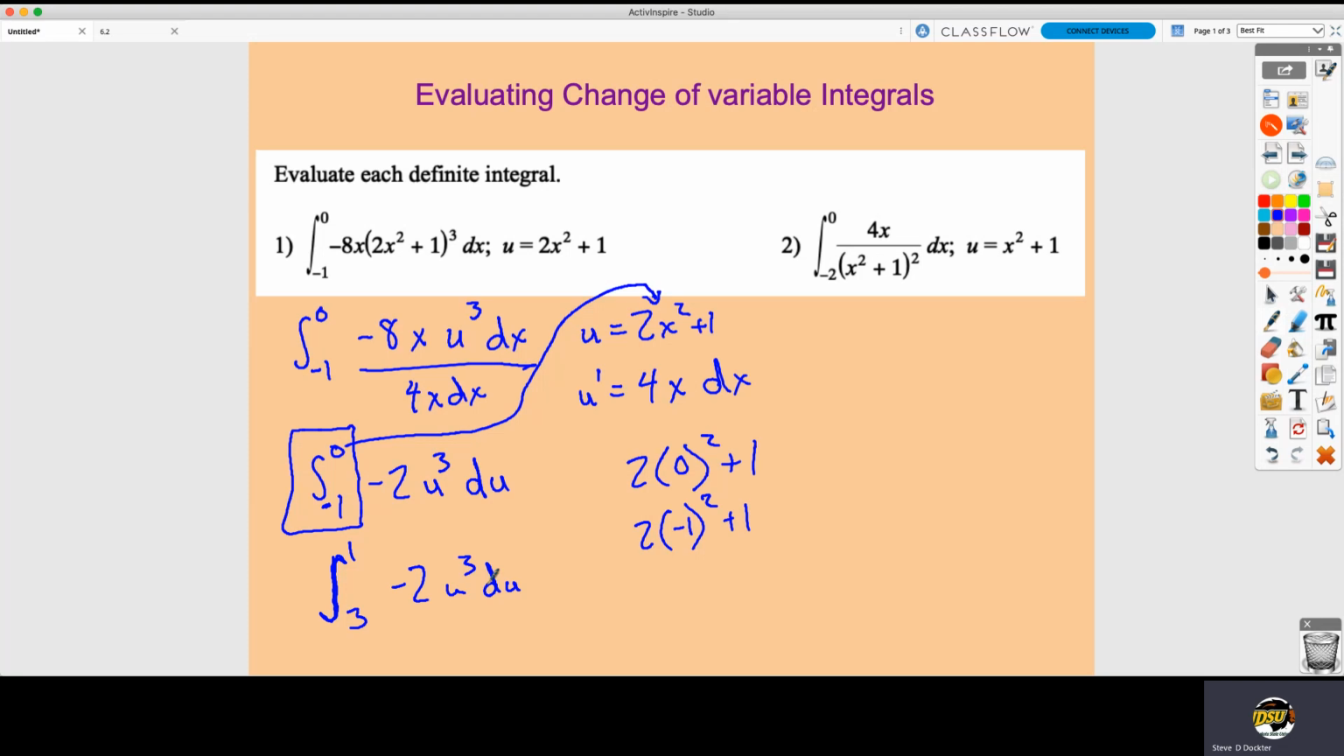And what do we get for an answer? If you're not typing it in the calculator, you're doing it manually, what do we get? You got 40? That's what I got. That's what you should get.